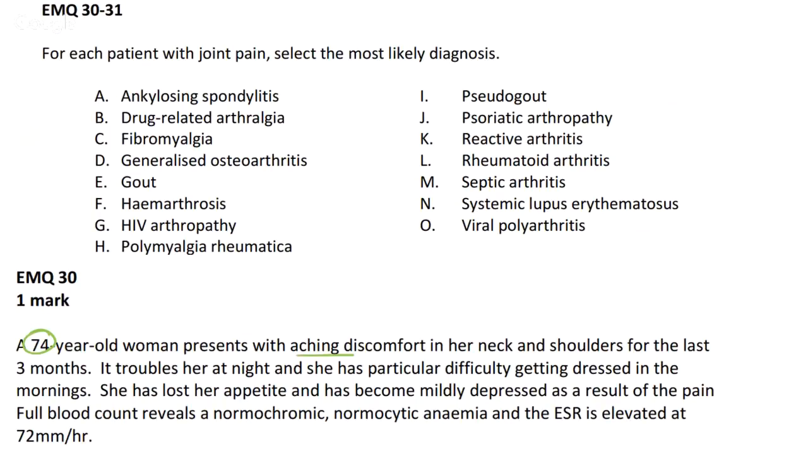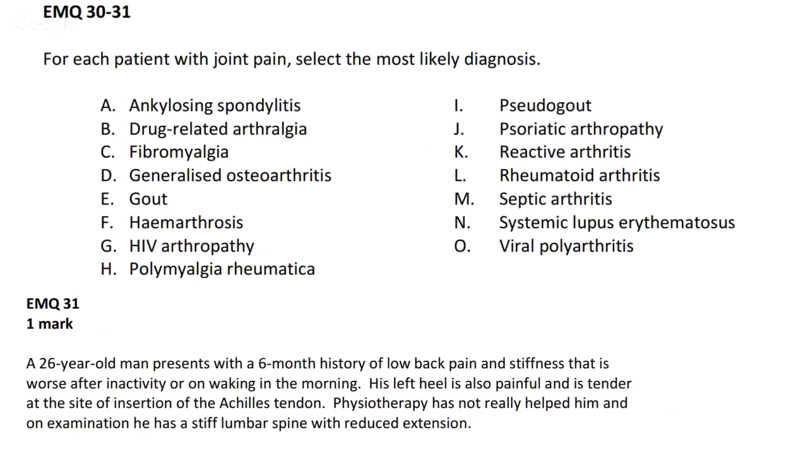A 74-year-old presenting with aching discomfort in the neck and shoulders for 3 months. The ESR is very high, so she has polymyalgia rheumatica. Only a few things can cause a very, very high ESR. What are those? PMR, multiple myeloma, so any kind of globulin disease, anything that increases globulin. Another one is Waldenstrom's, PMR, and temporal arteritis.